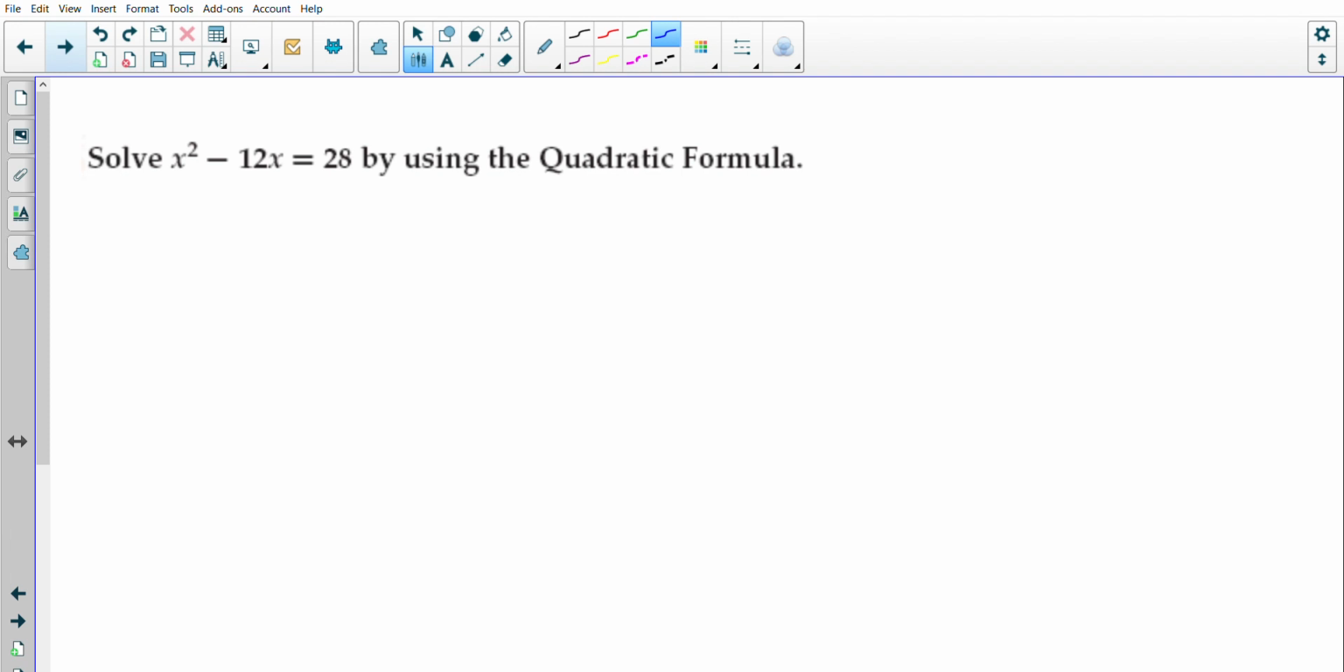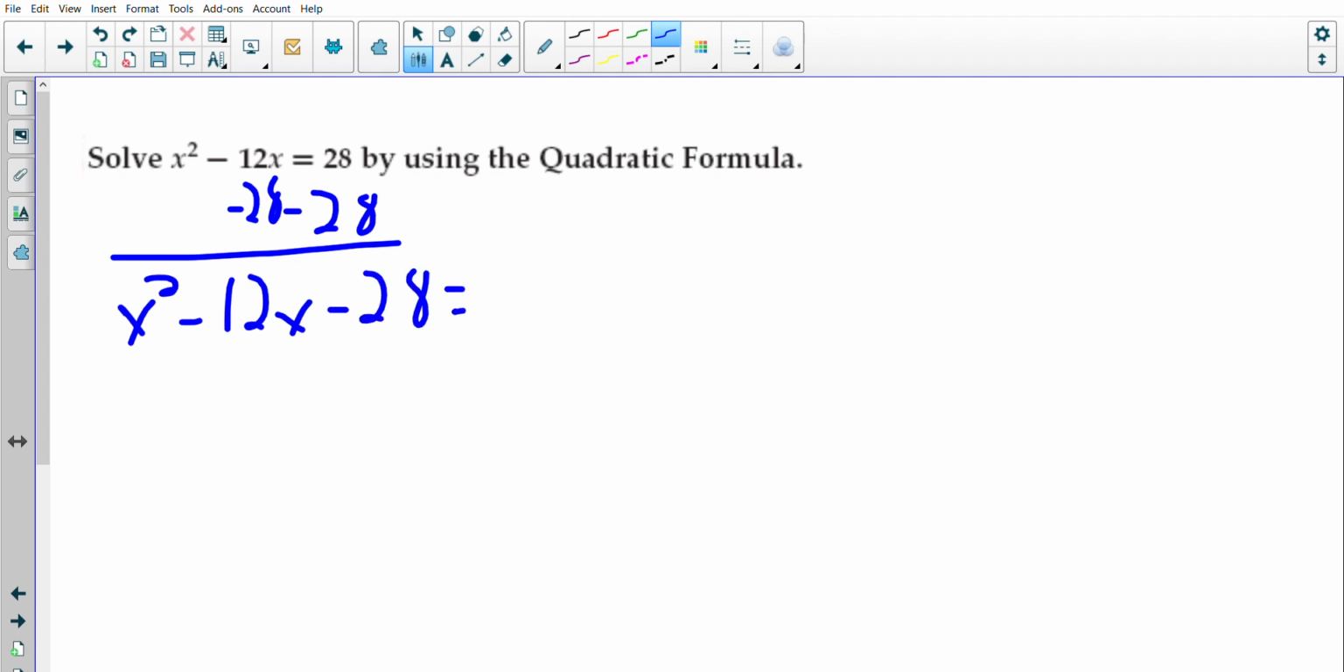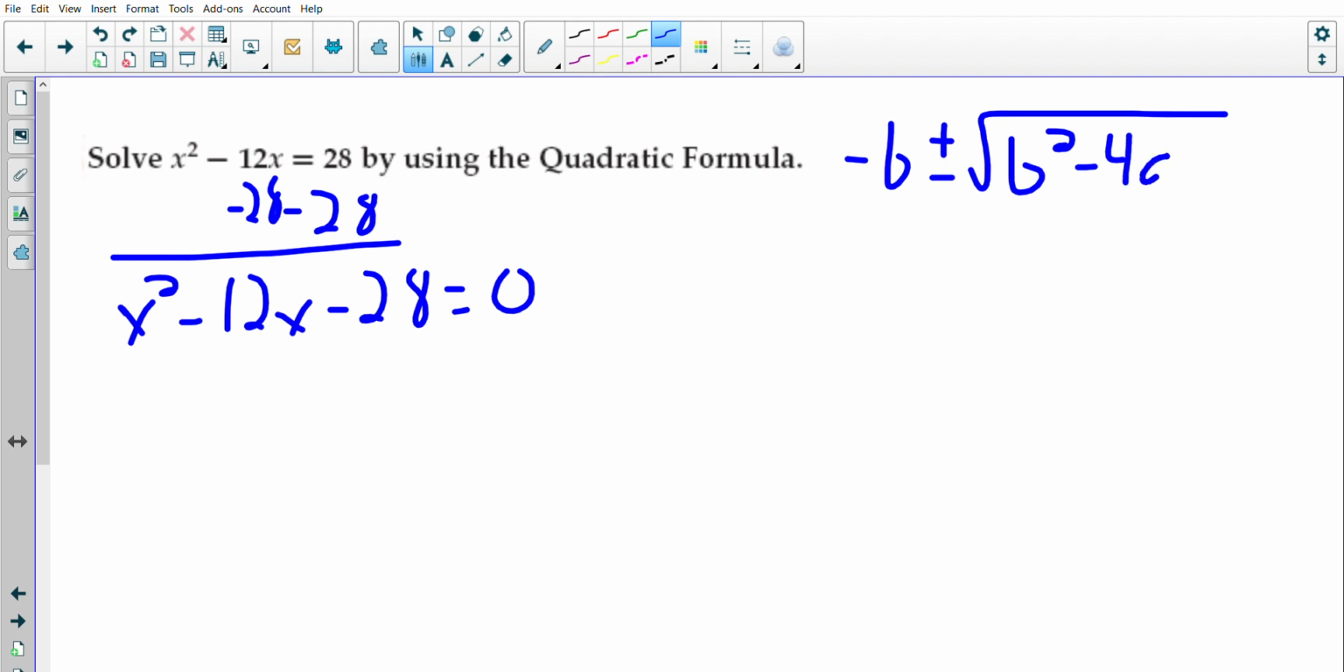So obviously this needs to be set equal to 0, so I'm going to subtract 28 from both sides. So now I have x squared minus 12x minus 28 equals 0. So I'm just going to write the formula once again so we always have it. There we go, negative b plus minus the square root of b squared minus 4ac all over 2a. So, once again, we have a, b, and c. Now notice the a in front of x squared is actually 1. So this kind of makes it easy. So negative b, well, negative b would be a positive 12.